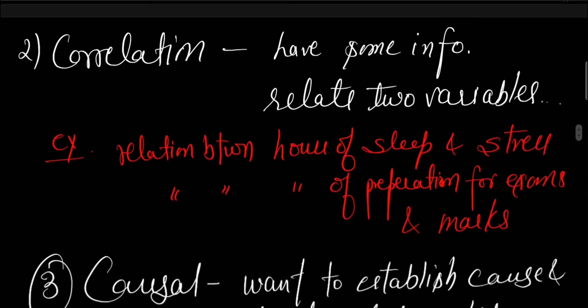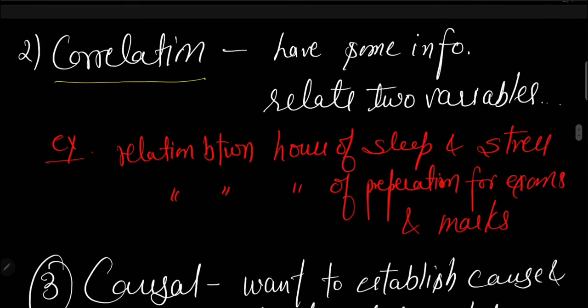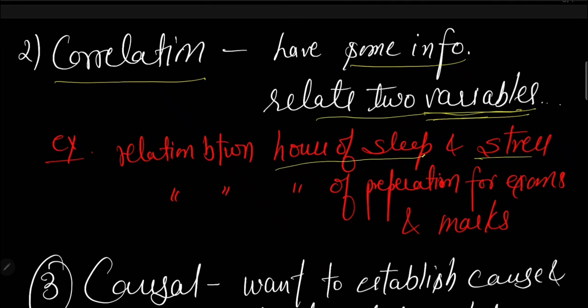Next, correlation. It's like a relation between something. Here we have some information about the subject or idea, so we'll relate the two variables. About variables we'll talk later. So for example, relation between hours of sleep and the stress, hours of preparation for the exam and the marks we got. They are two different variables, we are correlating them. That comes under correlation questions.